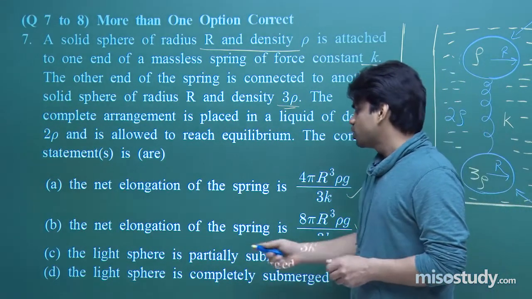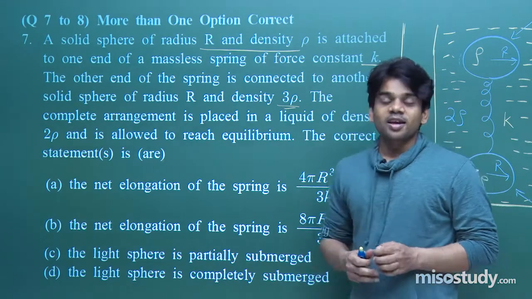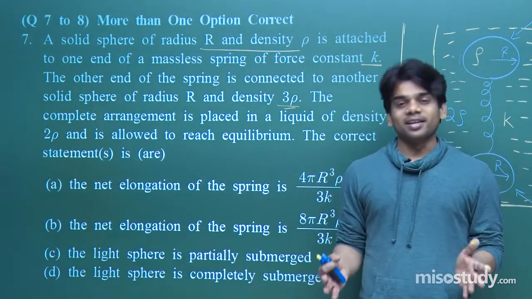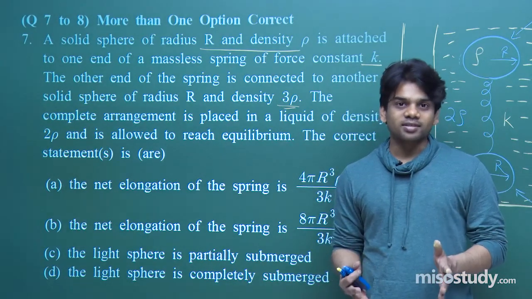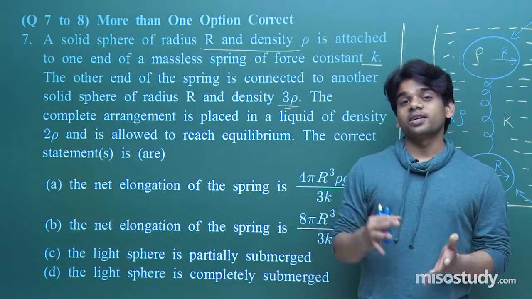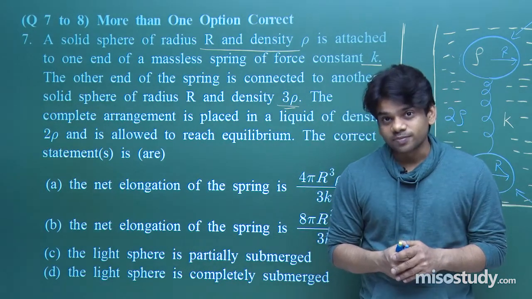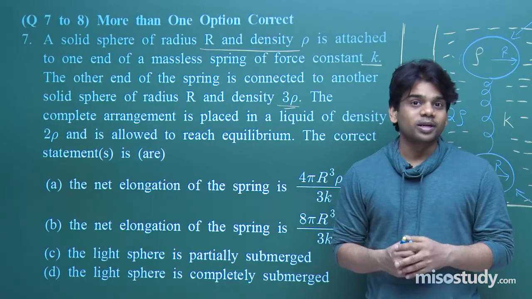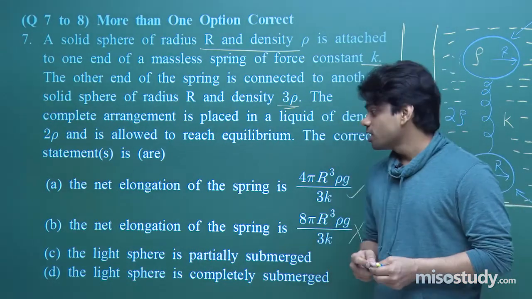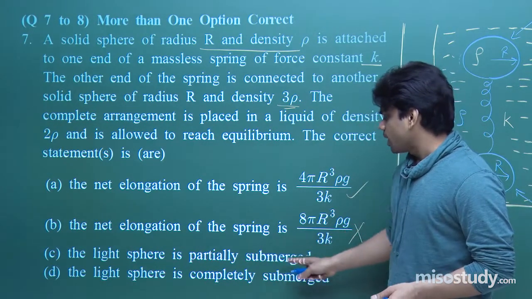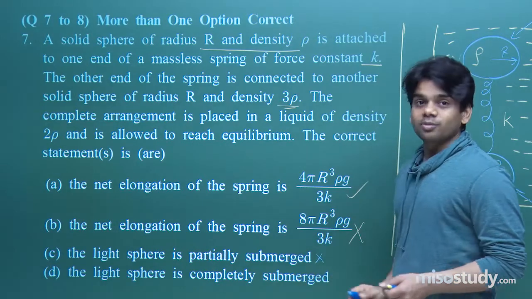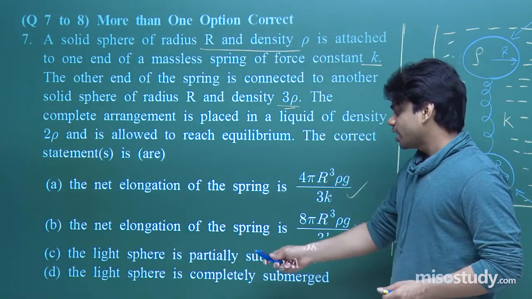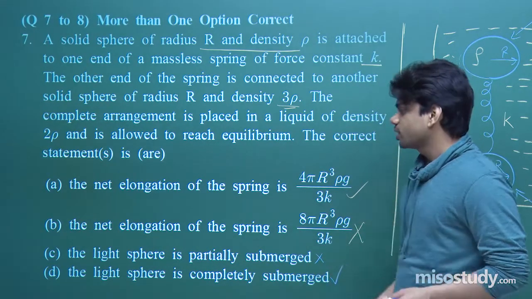Option number C, the light sphere is partially submerged. Now see here, in our case the equation is balanced, and we have taken the sphere as completely submerged, and that is giving us the right equation. For the equilibrium, it has to be completely submerged, as we are getting as per the response. So, the light sphere is partially submerged? No, it is completely submerged that we have taken. That's right. The light sphere is completely submerged. Yes, this is the answer.